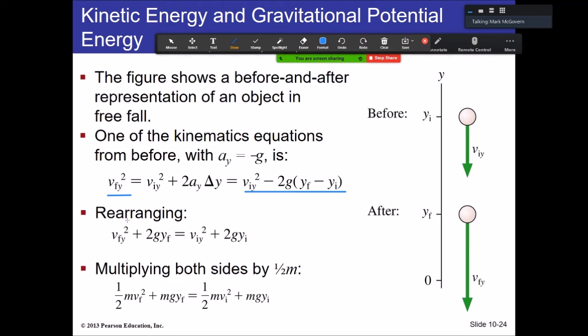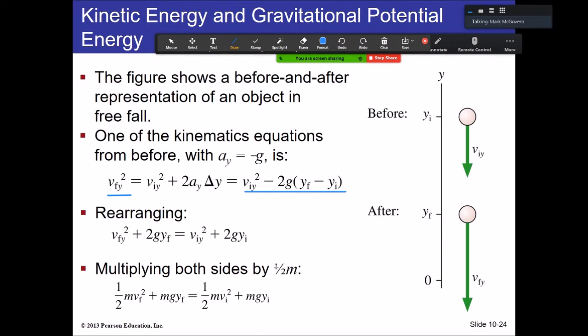Now, this is interesting because we took a kinematic equation, and we came up with this strange equation here, which seems to have information about velocity and position. Now, we're going to multiply both sides of the equation by 1/2 times the mass. Maybe you might say, why are you doing that? Why 1/2 times the mass? Well, I'll tell you later. For now, just realize it's something that you could do, okay? But there's a reason for it, which will not be apparent until later in the class.